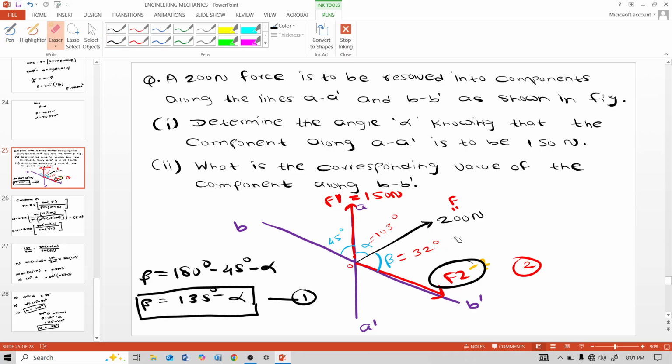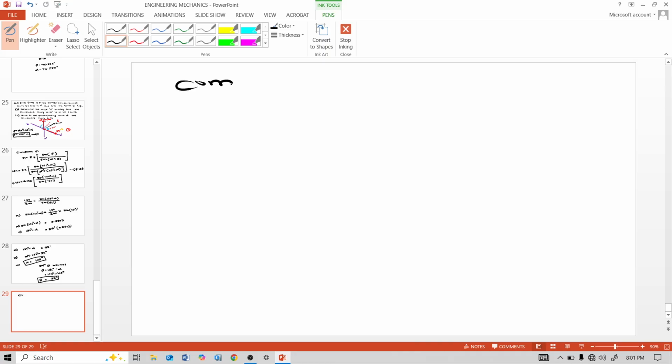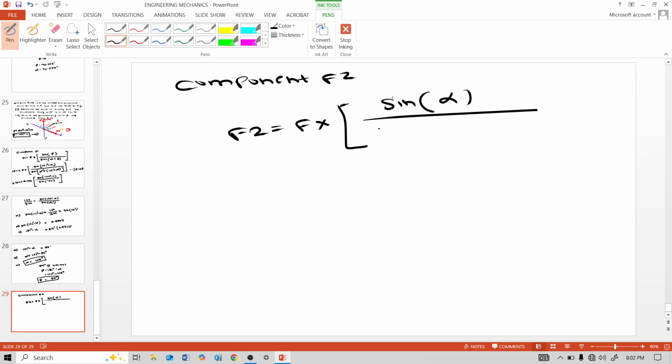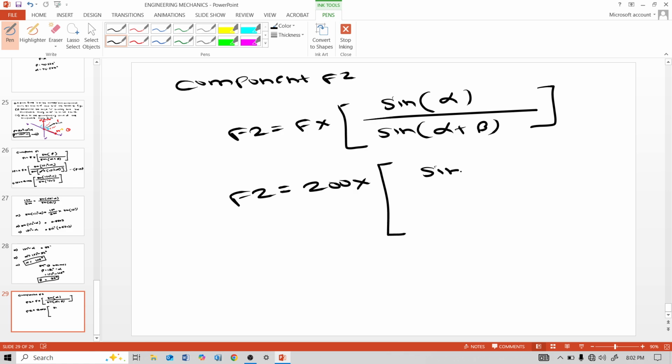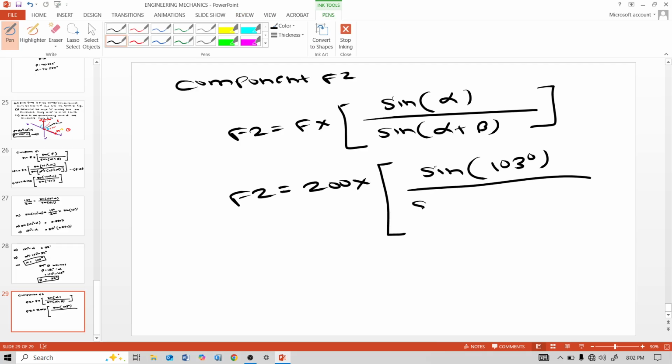For this F2, we all know the formula of the oblique component, so we use that formula to calculate the F2 component. F2 is equal to F times sine of the angle between F and F1, alpha, upon sine of alpha plus beta. F2 is our objective. F is 200, sine of alpha, alpha is 103 degree, upon sine of alpha plus beta: 103 degree plus beta, which is 32 degree.